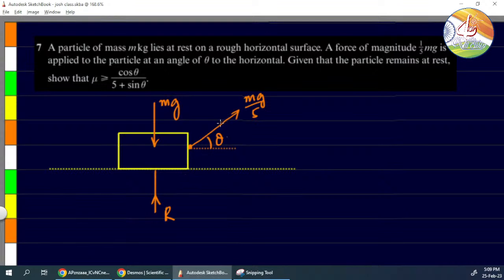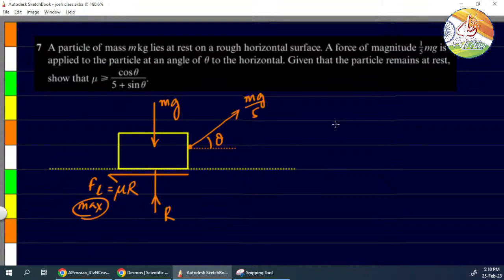Given that the particle remains at rest, we have to find the relation for mu. So friction will be maximum, no? Maximum friction is limiting friction, and that limiting friction is mu times R. This is the maximum friction that any surface can provide. So let's calculate for the maximum value of friction, and then we will write it in this format.